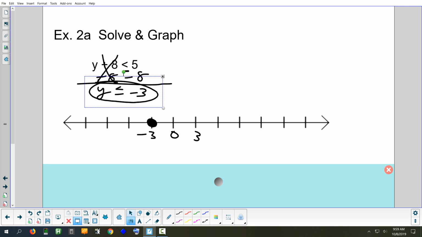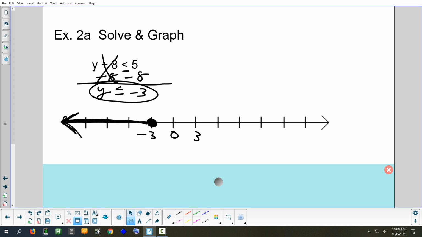Your answers are less than or equal to negative 3. Just think in your head, where are the numbers that are less than negative 3? Less than is to the left. If that said greater than, we would have shaded to the right. Any question on that one?